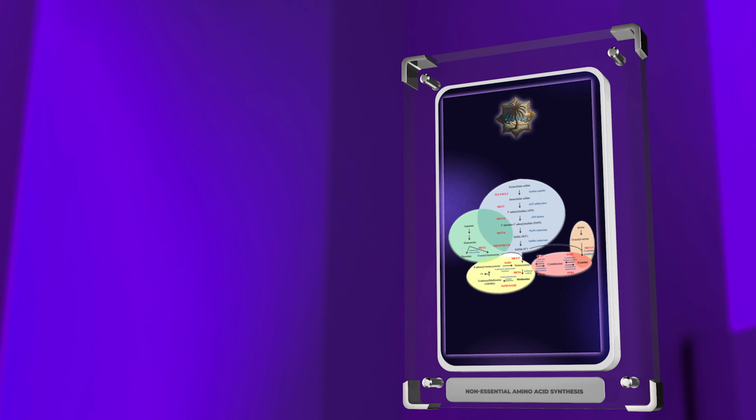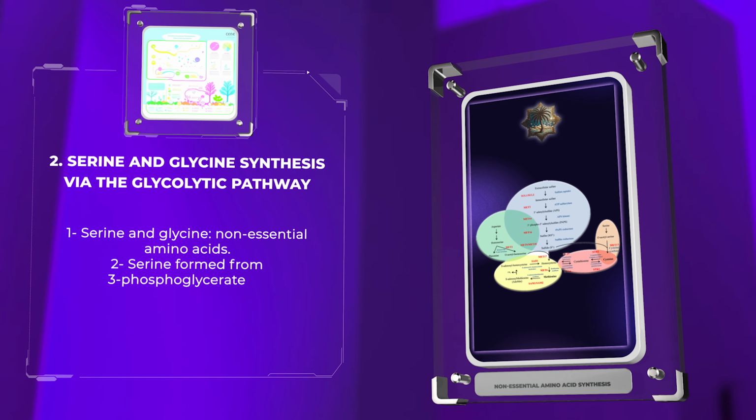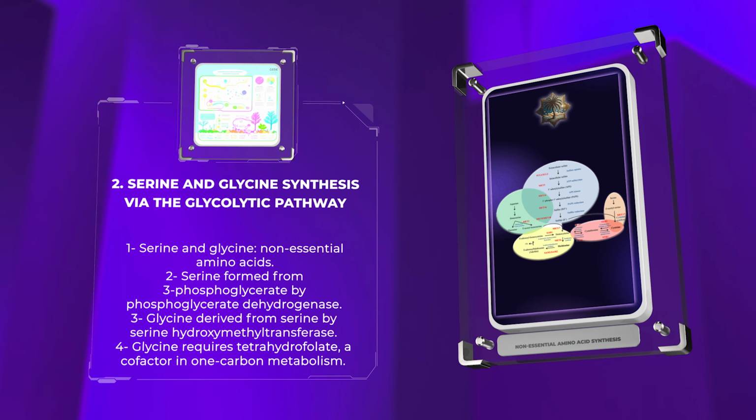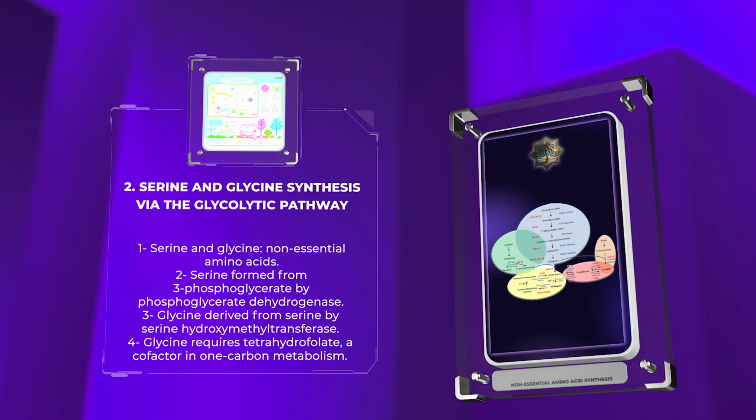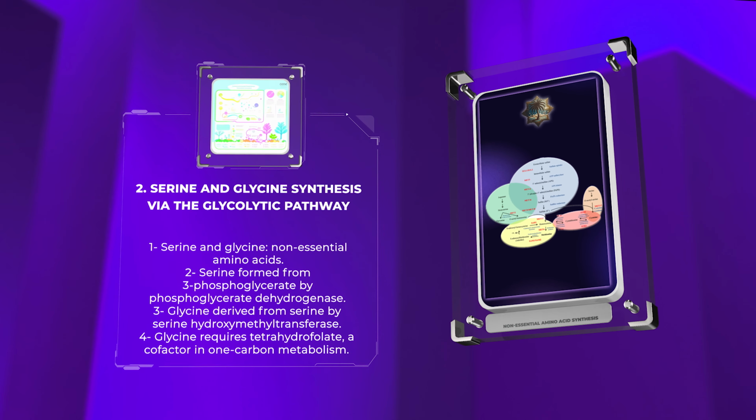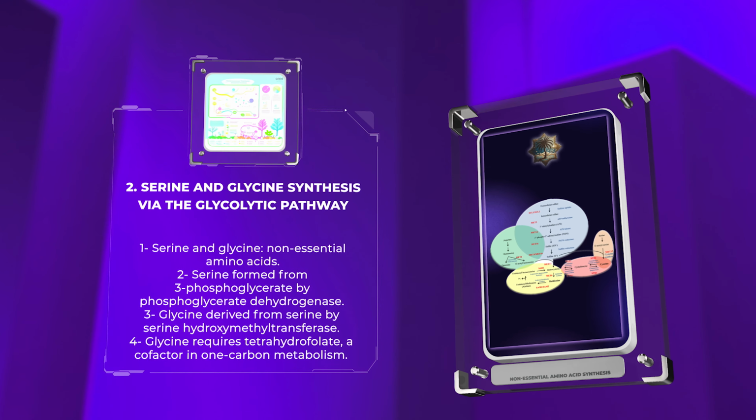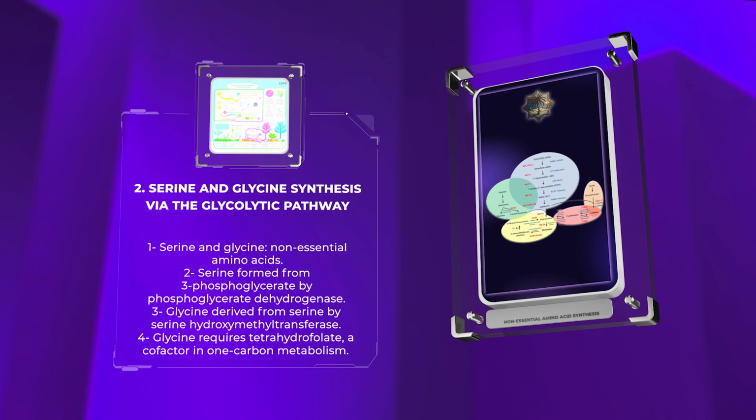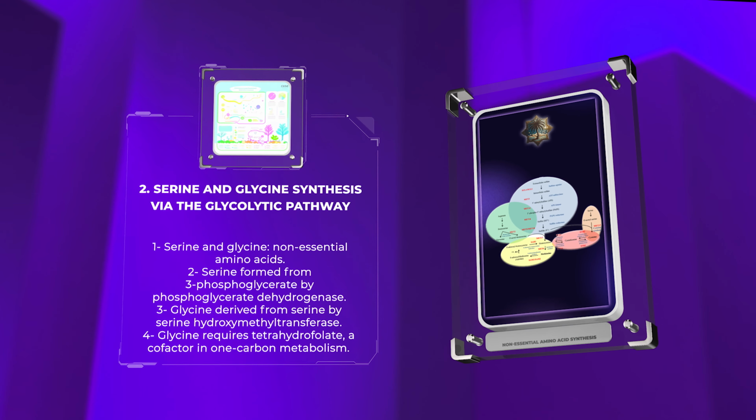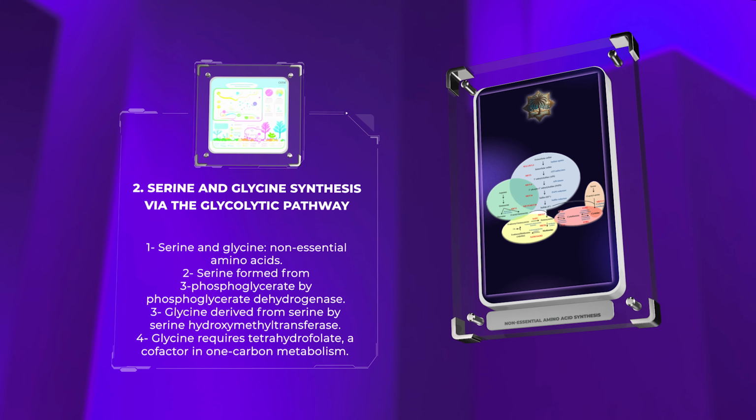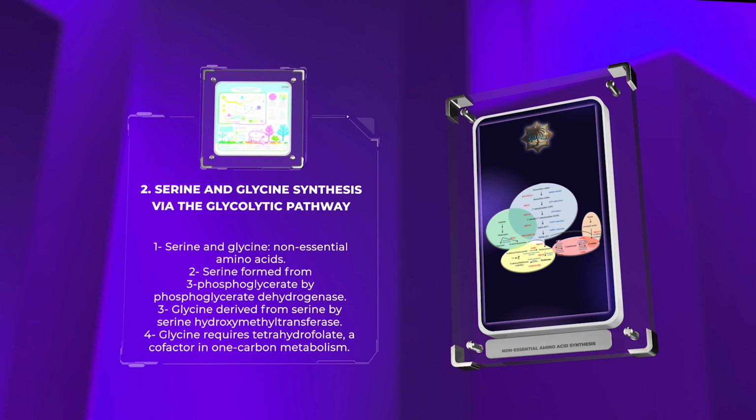Serine and glycine are two non-essential amino acids that can be synthesized through the glycolytic pathway. Serine is formed through the conversion of 3-phosphoglycerate by the enzyme phosphoglycerate dehydrogenase. This reaction requires NAD+ as a coenzyme and results in the generation of NADH. Glycine, on the other hand, is derived from serine by the enzyme serine hydroxymethyltransferase. This reaction requires tetrahydrofolate, a cofactor involved in 1-carbon metabolism.